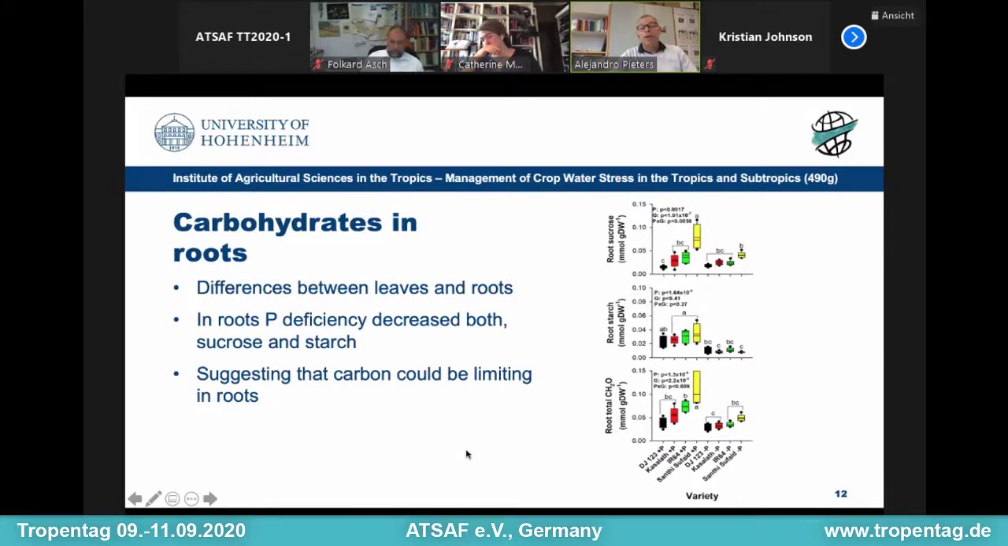When we looked at carbohydrates in the roots, where they are needed in order to stimulate root growth, there were differences between the leaves and the roots. For instance, in roots, phosphorus deficiency also decreased both sucrose and starch, suggesting that carbon could be limiting in roots. The final panel here is the sum of root starch and root sucrose. That's what I call root total carbohydrate. So we've got not only a difference in sucrose and starch, but also a decreased availability of total carbohydrates in the roots on the phosphorus deficiency.